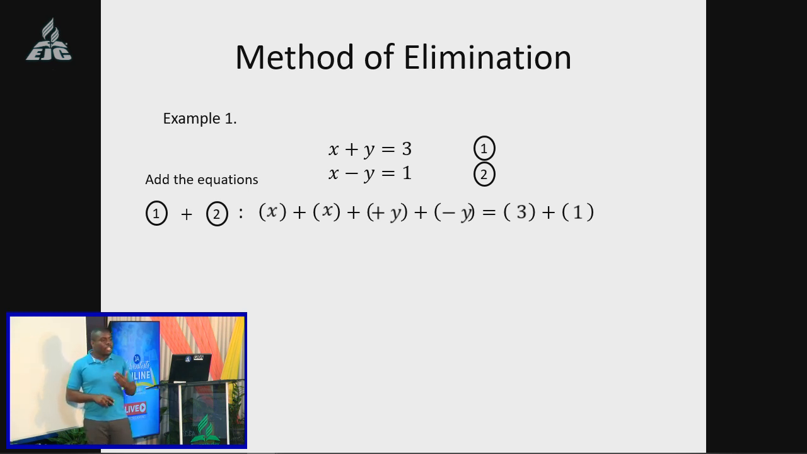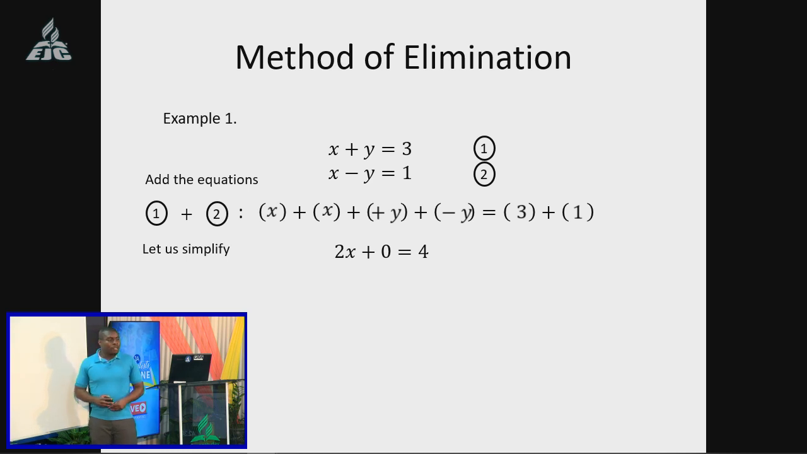Let's go again. So equation 1 plus equation 2 will give us x from equation 1 plus x from equation 2 plus positive y from equation 1 plus negative y from equation 2. And of course, that will equal the 3 from equation 1 plus 1 from equation 2. So we can go ahead and simplify that equation. I hope you have your notebooks out and you are writing as we move along. Now, when we simplify this equation, we add all the like terms.